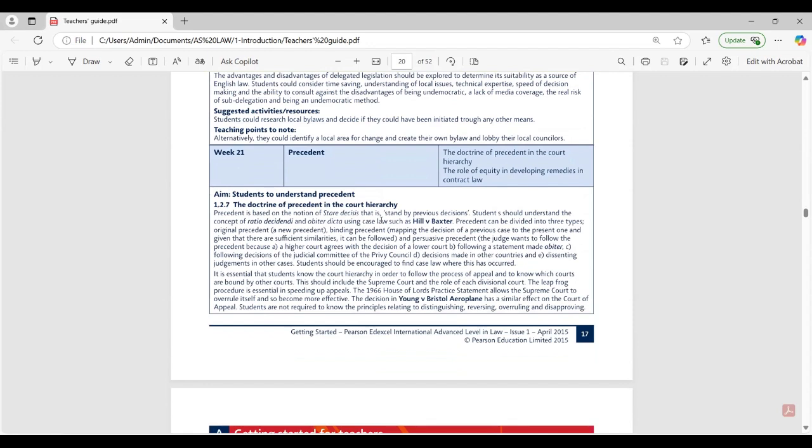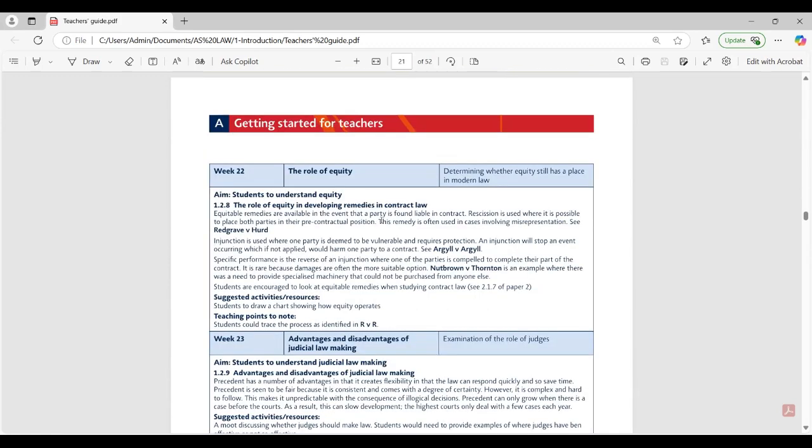Another important area is judicial precedent. This is where you have to learn how the decisions given by superior courts, or the higher courts, bind the courts which are inferior. And next, you have to discuss the role of equity in developing the remedies in civil law. Some of the remedies that I mentioned earlier, like injunctions, specific performance and rescission, are equitable remedies. So here we are going to learn how these remedies have been developed in the courts of equity.